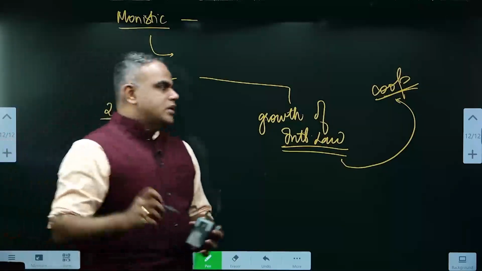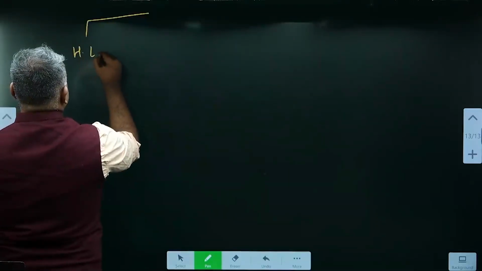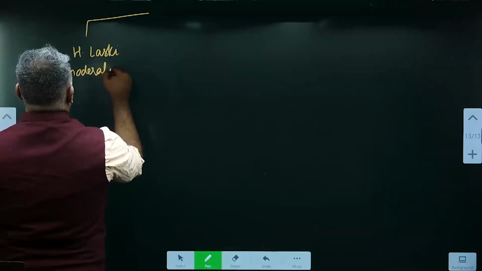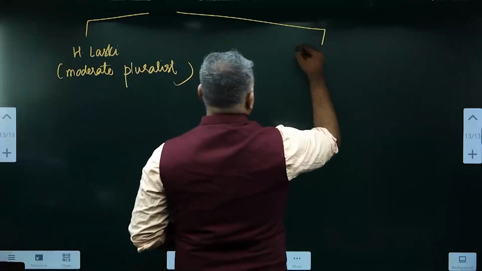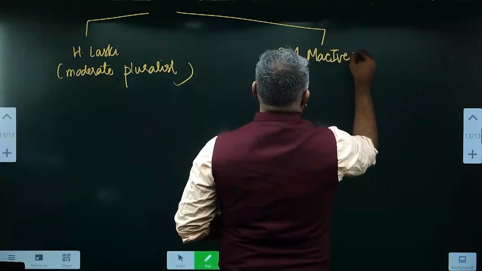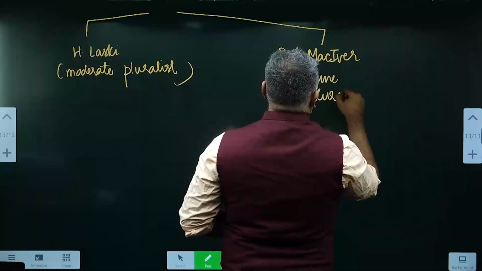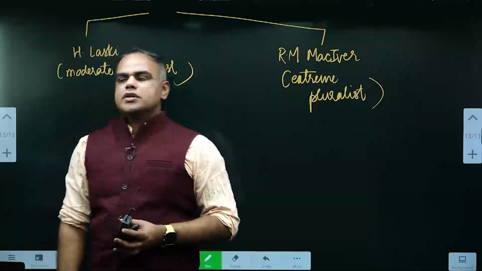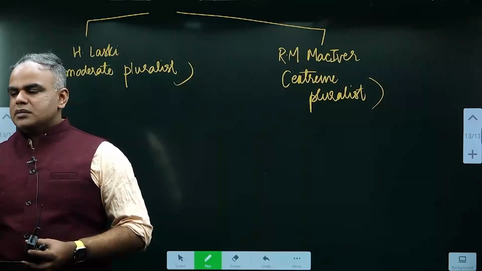Now I'll tell you about two scholars within pluralism. One is H. Laski. For our reference, remember H. Laski is going to be a moderate pluralist. And there will be R.M. MacIver, who is going to be an extreme pluralist. These will be the two scholars that we will quote and speak about. So first, H. Laski.